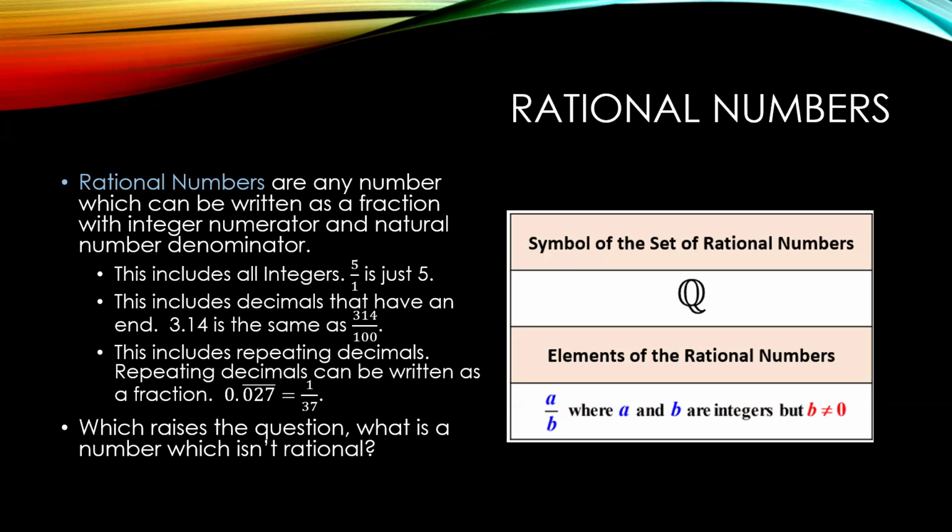This also includes repeating decimals. Repeating decimals can be written as a fraction, like 0.027 with a bar over it. Well, that's 0.027027027 all the way out, and that's just 1/37th. This then raises the question, what is a number which isn't rational?